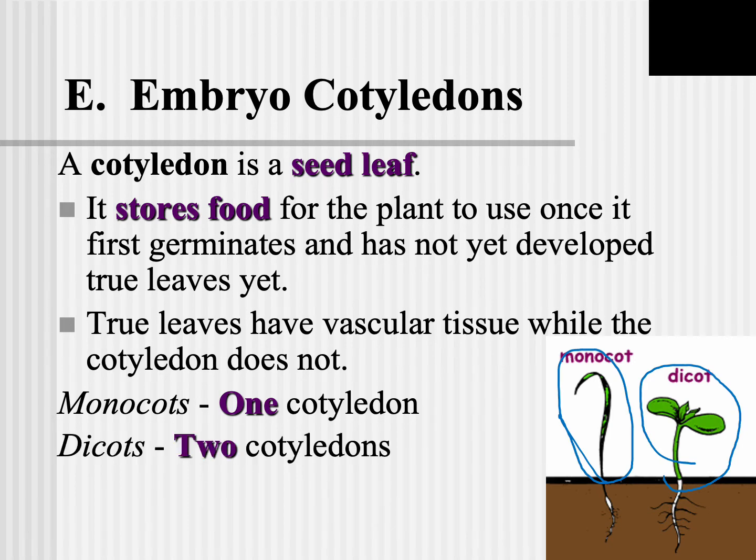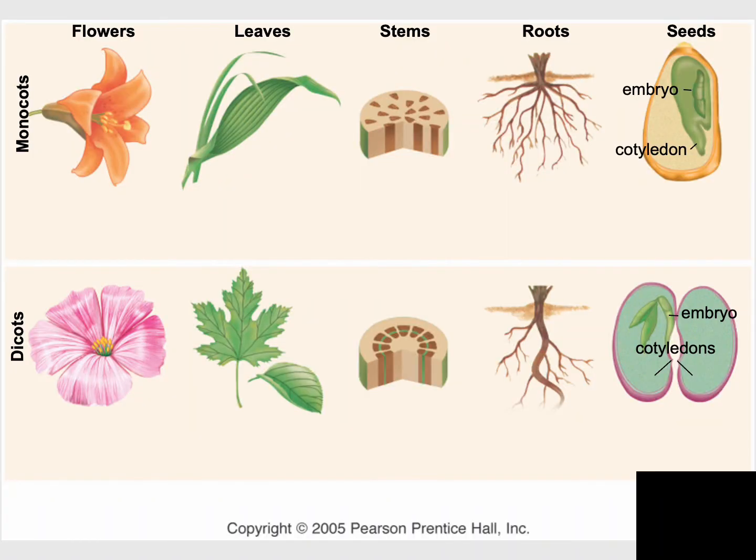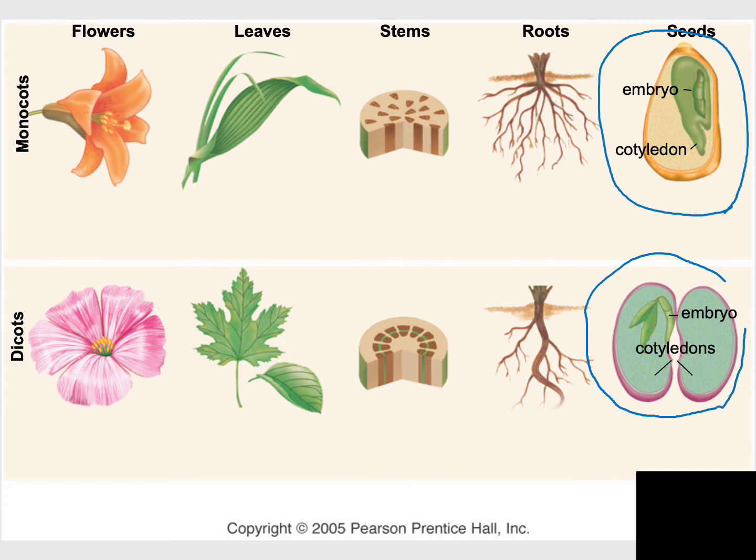The other thing that you can look at when we take a look at cotyledons is you can look at the seed itself. Seeds of monocots, mono meaning one, have one piece, like a corn kernel. And dicots, their seeds can be split into two, like a peanut or a bean.